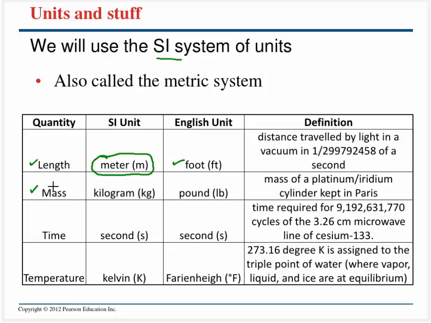The base unit for mass is not going to be the pound, as we have here in the English system. It's going to be the kilogram. Fortunately, for time, the SI unit is seconds and the English unit is seconds. When we hit the last couple of chapters, we'll be talking about temperature. Here we're used to how many degrees Fahrenheit it is. We'll be talking about it in the unit of kelvins.